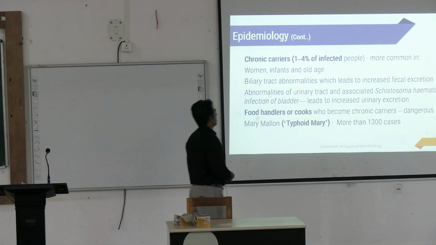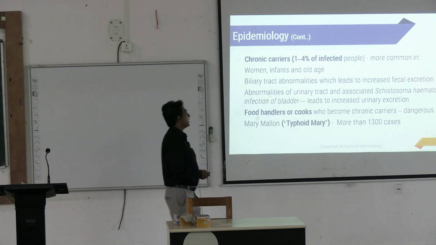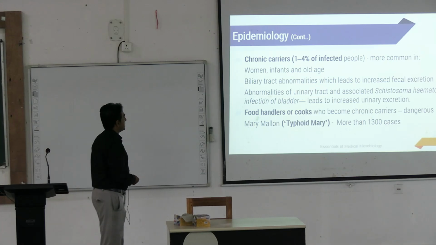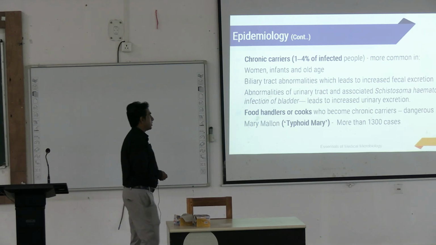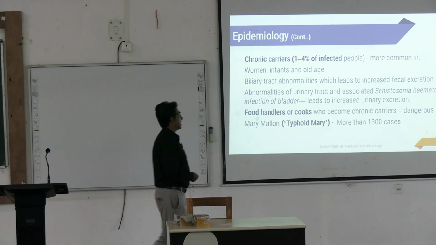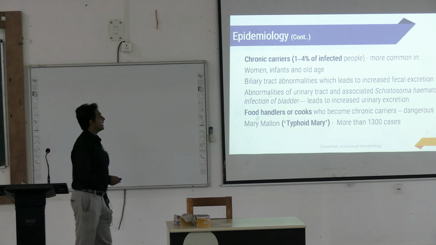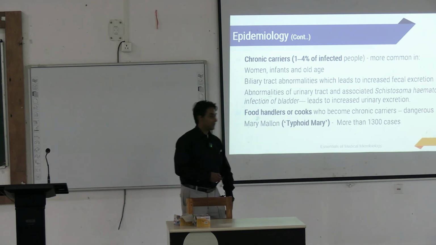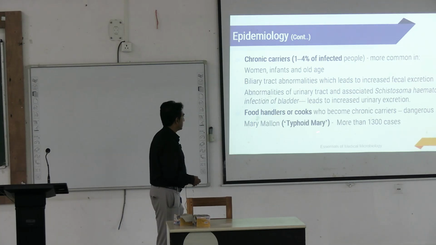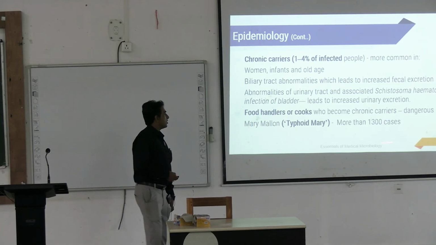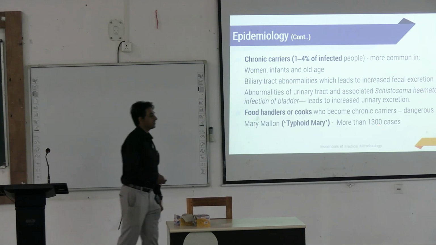The chronic carriers, 1 to 4% of the infected people, are more common in women, infants and old age. The biliary tract abnormalities lead to increased fecal excretion, and abnormalities of the urinary tract and associated Schistosoma haematobium infection of the bladder can also lead to increased urinary excretion. They are the food handlers or cooks who become chronic carriers. They become very dangerous, for example Typhoid Mary, who caused more than 1300 cases.